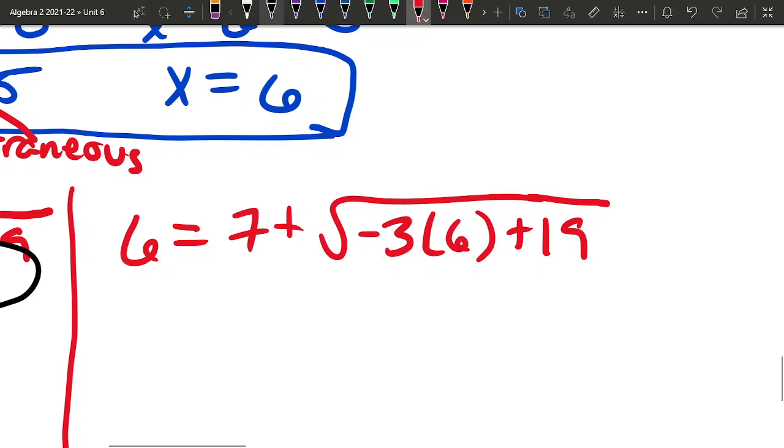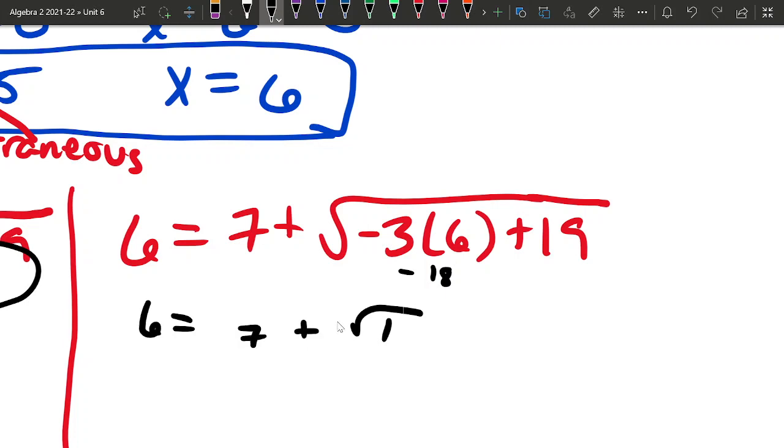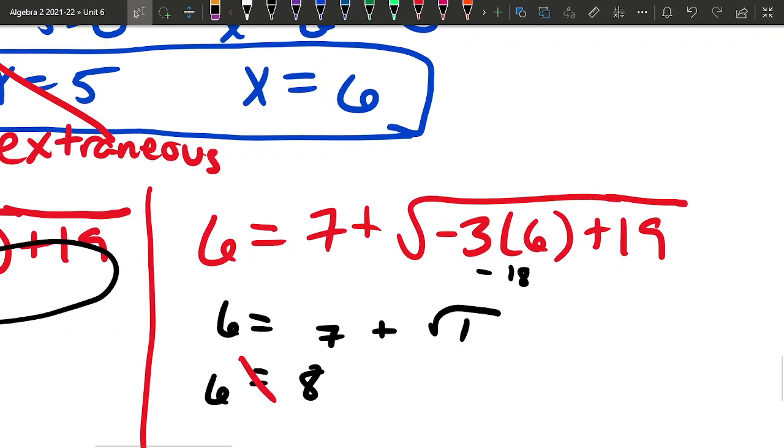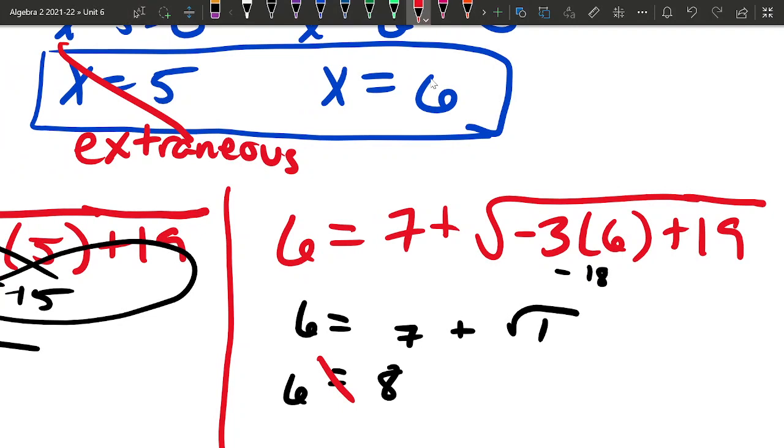Negative 3 times 6 is negative 18. Negative 18 plus 19 is 1, so that's just the square root of 1. 6 equals 7 plus the square root of 1. Well, the square root of 1 is 1. 7 plus 1 is 8. And 6 does not equal 8. So since 6 does not equal 8, that means it is extraneous. So I'm going to cross it off.